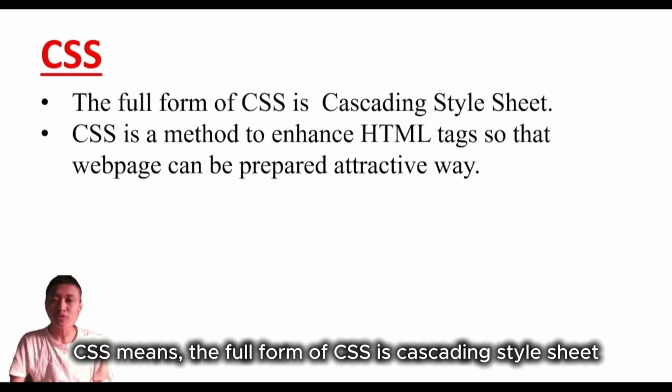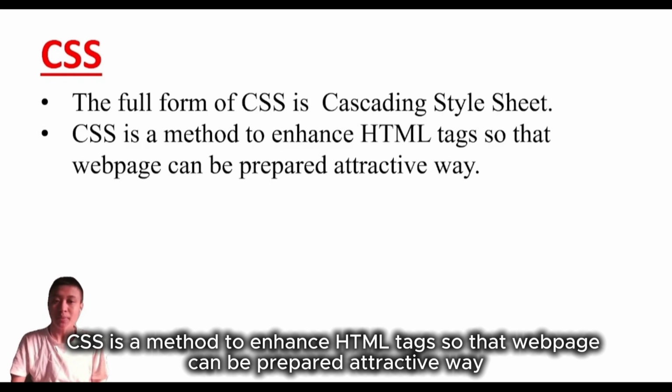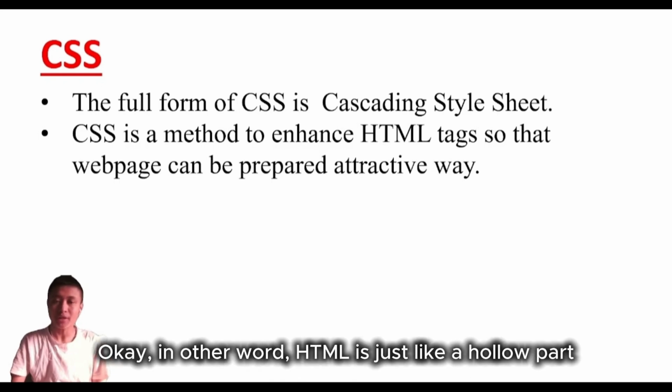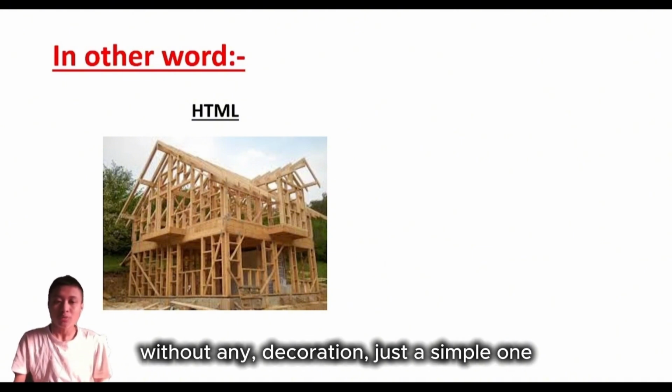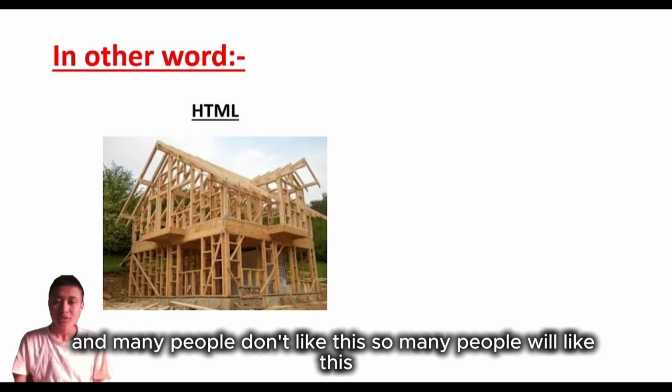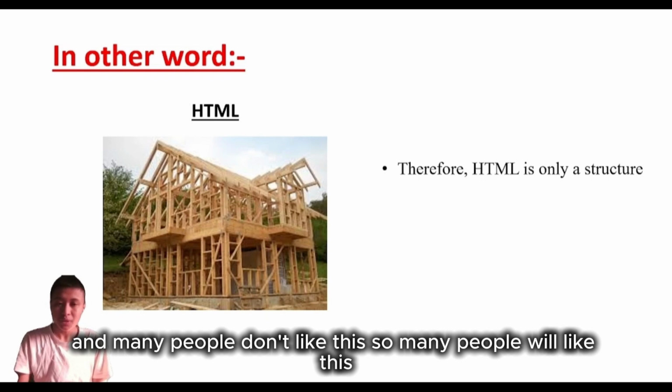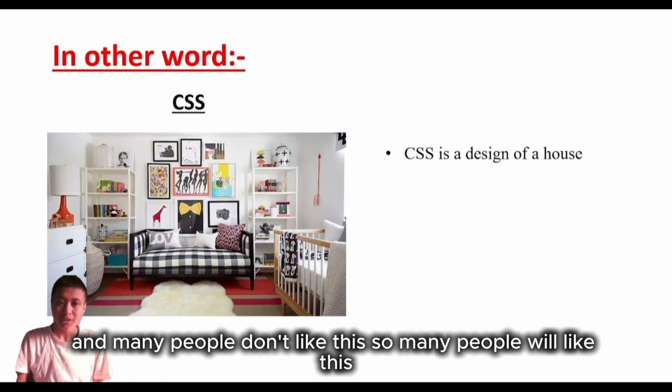The full form of CSS is Cascading Style Sheet. CSS is a method to enhance HTML tags so that a web page can be prepared in an attractive way. In other words, HTML is just like a hollow part without any decoration, just a simple one, and many people don't like it. So many people will do like this.